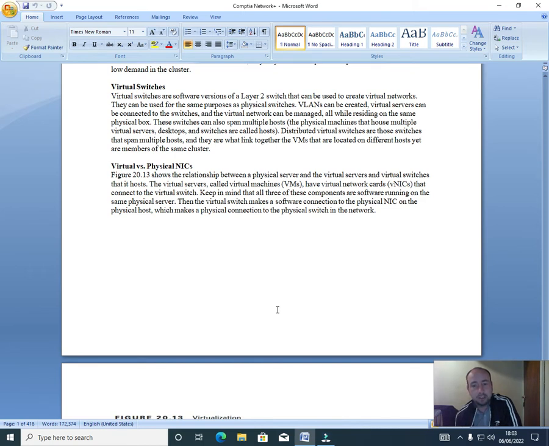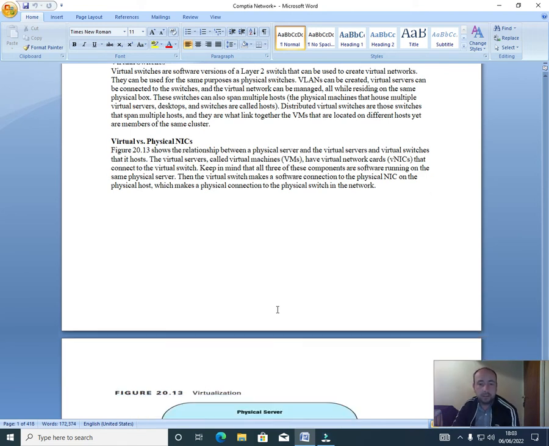The physical machines that house multiple virtual servers, desktops, and switches are called hosts. Distributed virtual switches are those switches that span multiple hosts, and they are what link together the VMs that are located on different hosts yet are members of the same cluster.